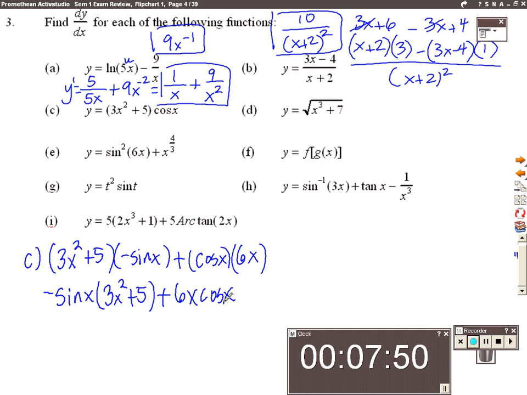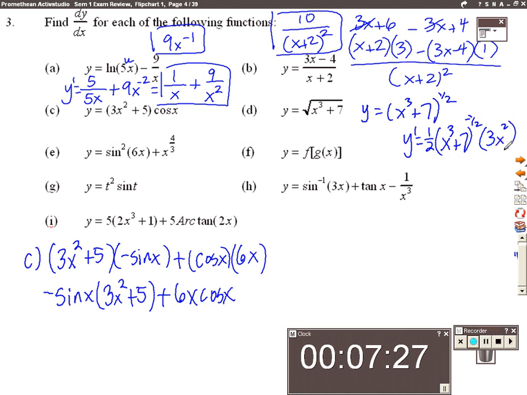Obviously, we want to sprinkle some algebra, and we'll have y equal to x cubed plus 7 to the 1/2 power. That is a chain rule problem because there's an inside and an outside function. So y prime would be 1/2 of the quantity x cubed plus 7 to the negative 1/2 multiplied by the derivative of the inside, which is just 3x squared.